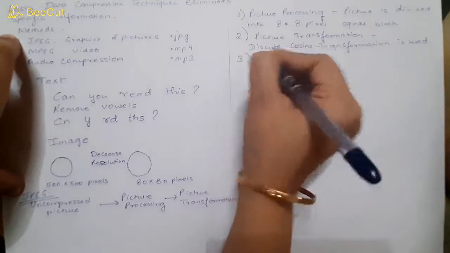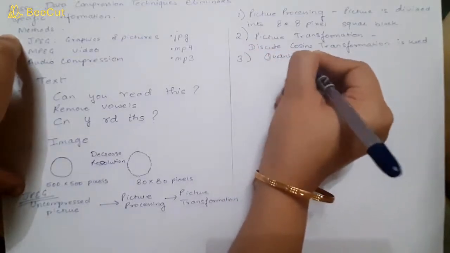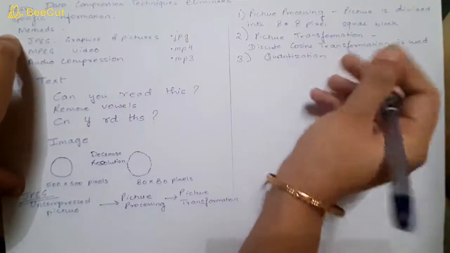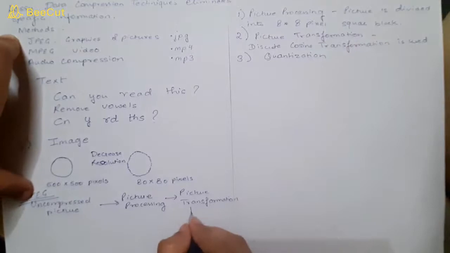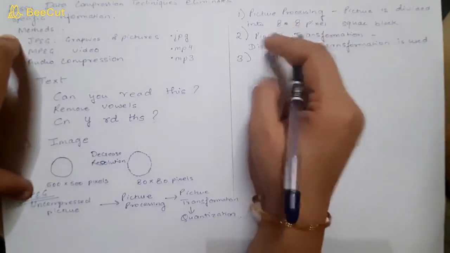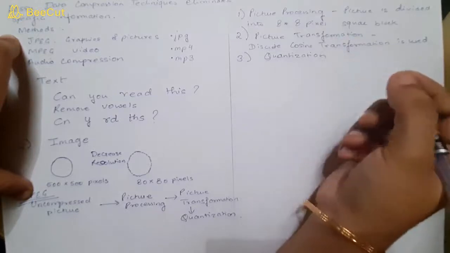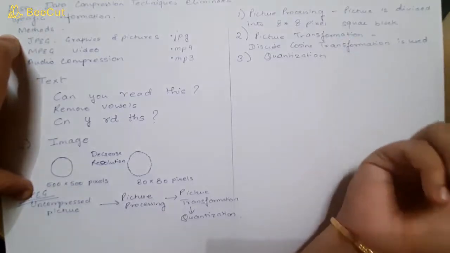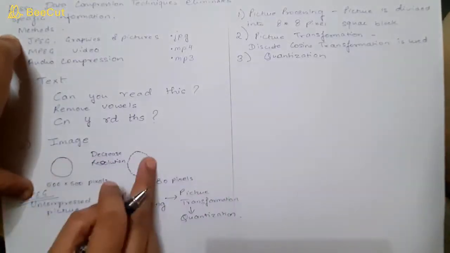The third step is quantization. Each block has been represented using numeric values in the second step. Now in quantization, the values we have determined in the second step are quantized according to specific properties like resolution, as we discussed earlier. So we are decreasing the resolution over here.